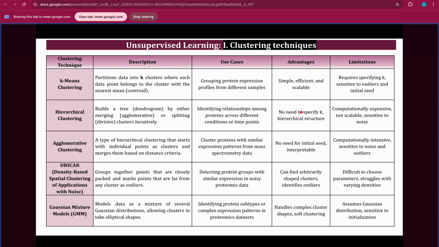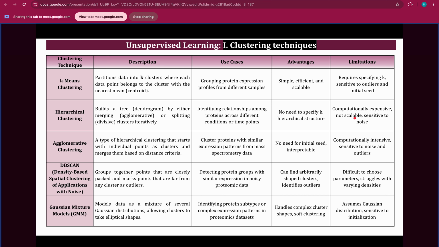The advantage of hierarchical clustering is that, whereas in k-means clustering we have to specify the number of clusters, in hierarchical clustering you do not have to specify the number of clusters. Due to that it is quite efficient compared to k-means clustering, but the limitation is that it is computationally expensive, because you have not specified the number of clusters. So it will try to identify what the potential number of clusters could be. In that way it will take longer, and it is computationally expensive. That means it will consume a greater amount of RAM on your system.